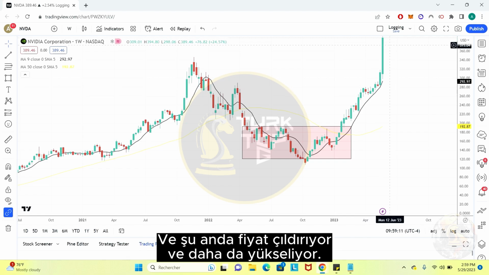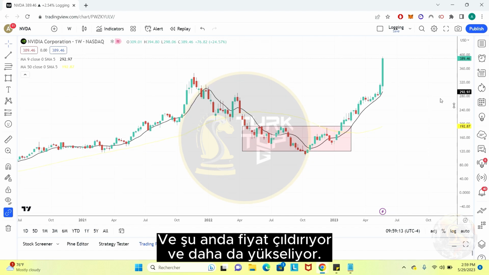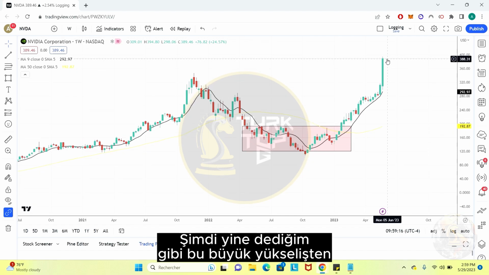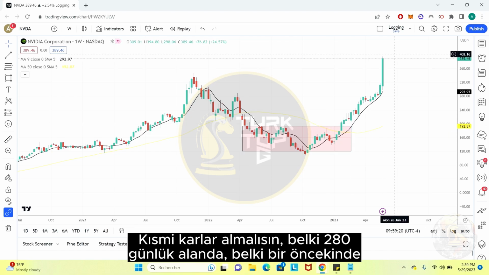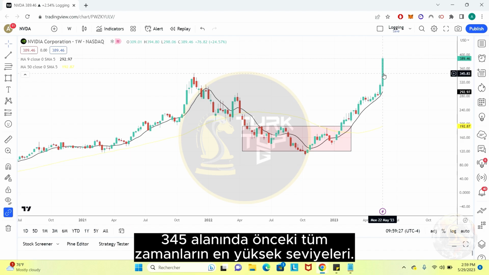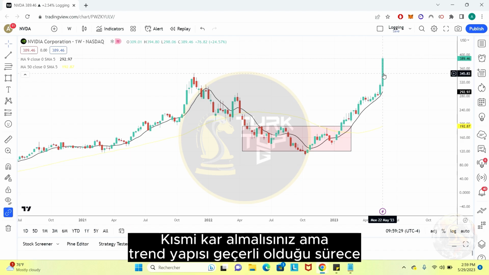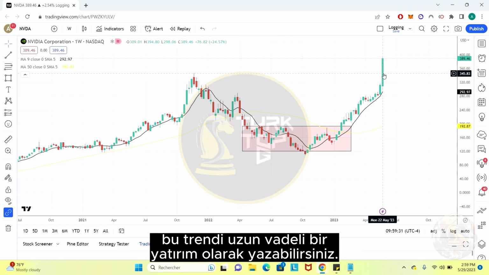And right now, price is going crazy, making another higher high. Now, again, as I said, it would be asinine to not take any profits after this big move up. You should take partial profits, maybe at this 280 area, maybe at this previous swing high, previous all-time highs at 345 area. You should take partial profits, but you can ride this trend as a long-term investment as long as the trend structure is valid.